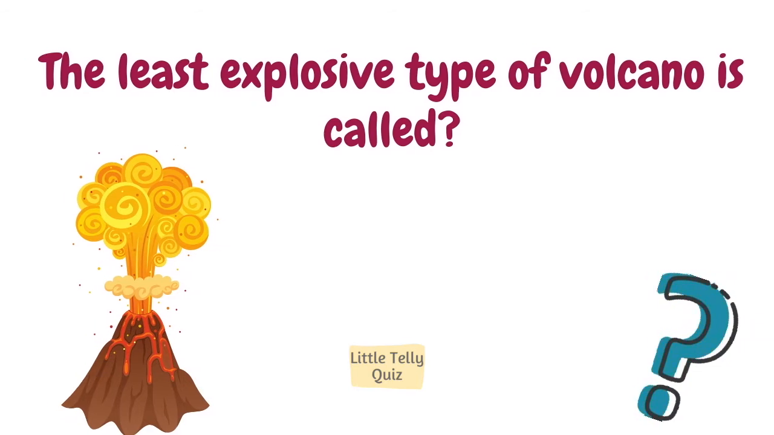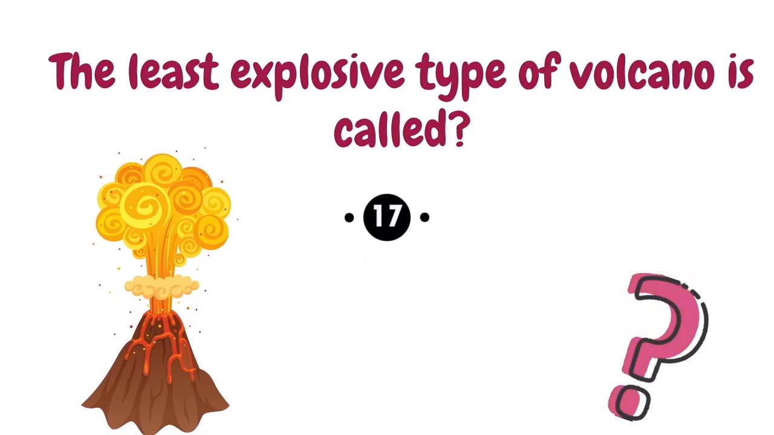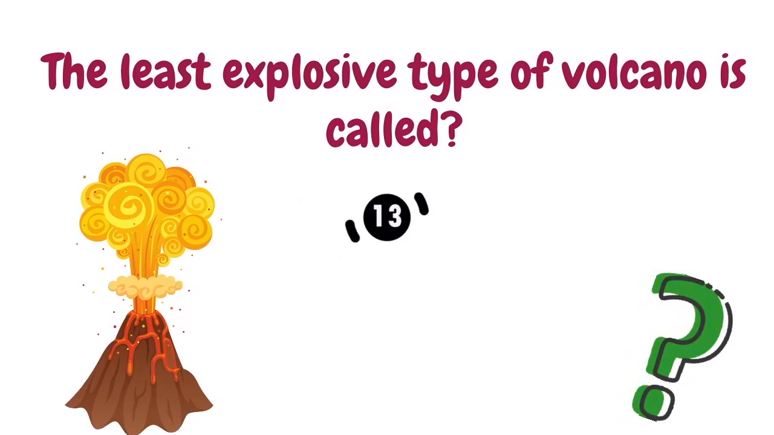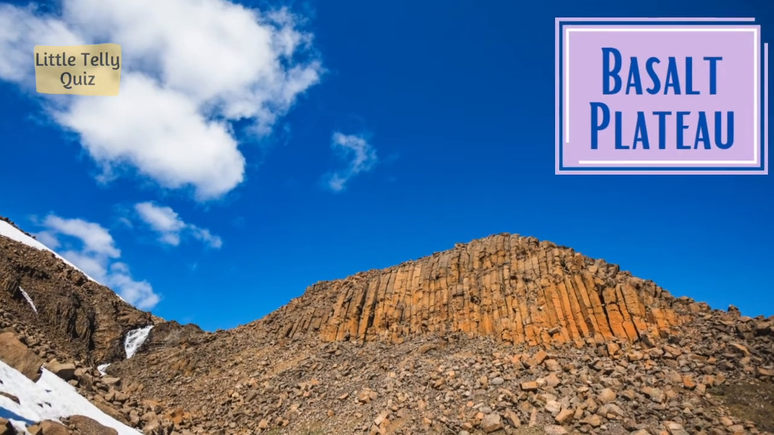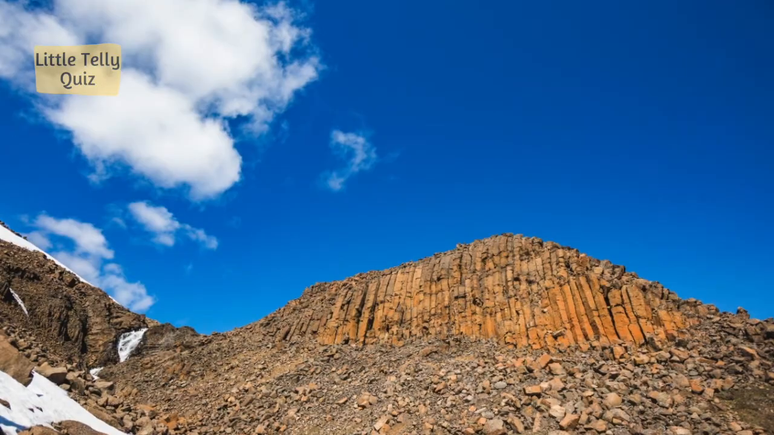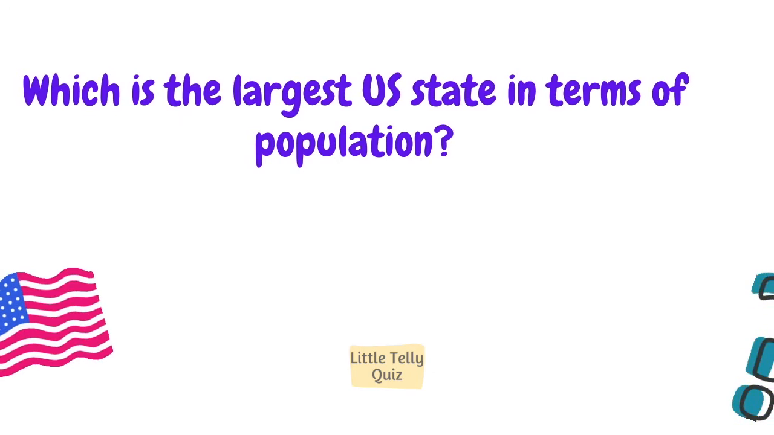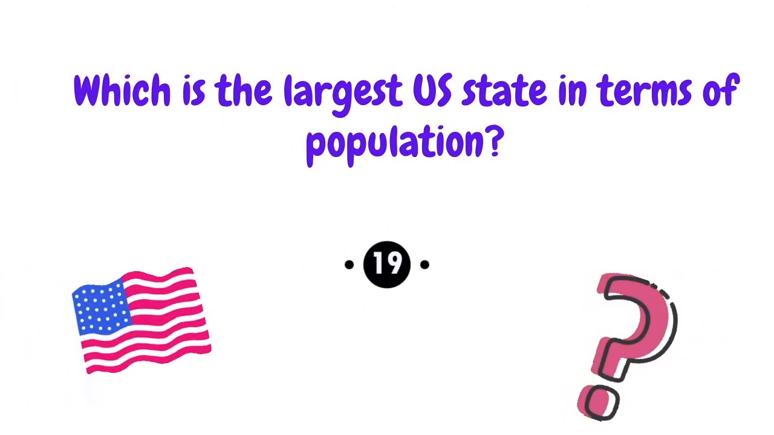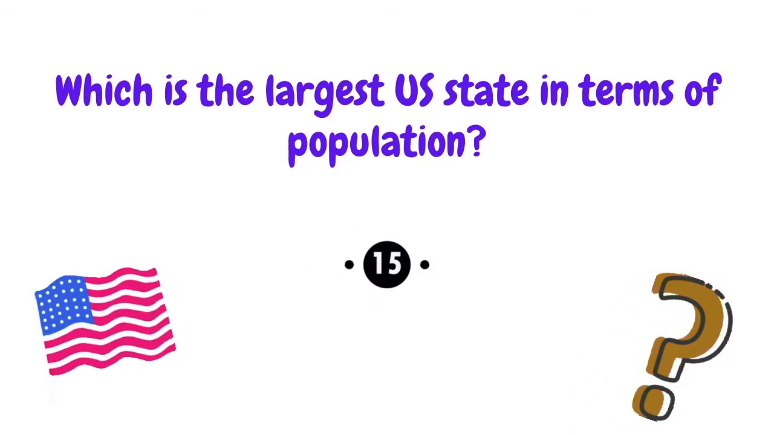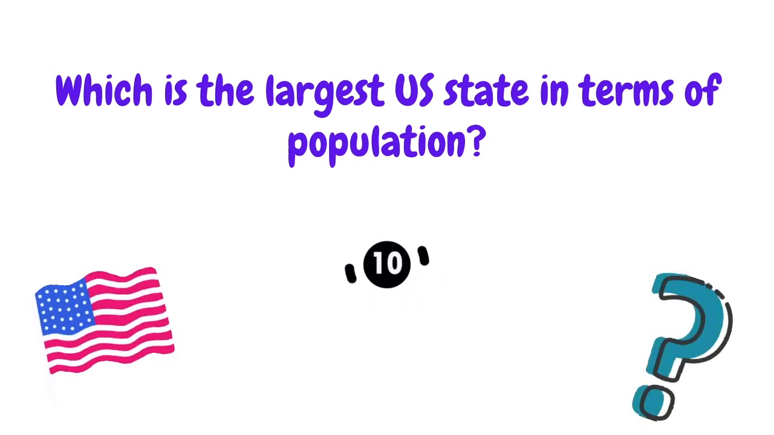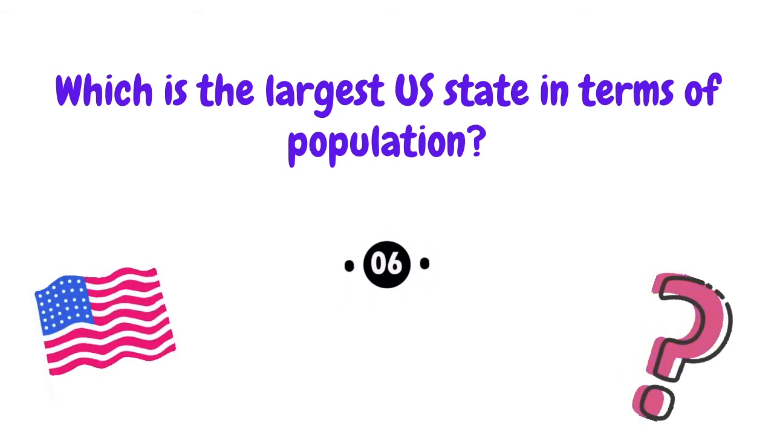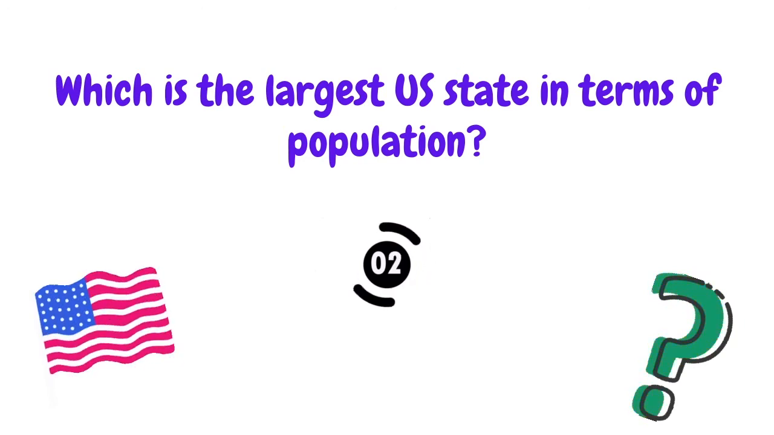The least explosive type of volcano is called... The answer is basalt plateau. Which is the largest US state in terms of population? The answer is California.